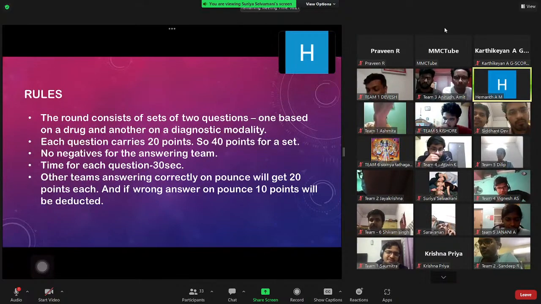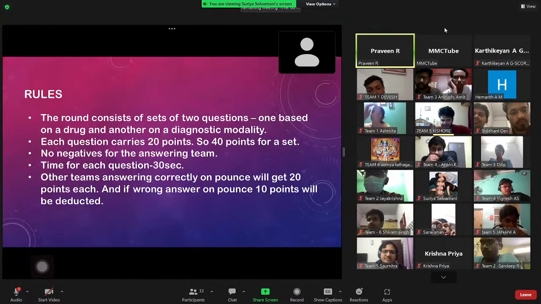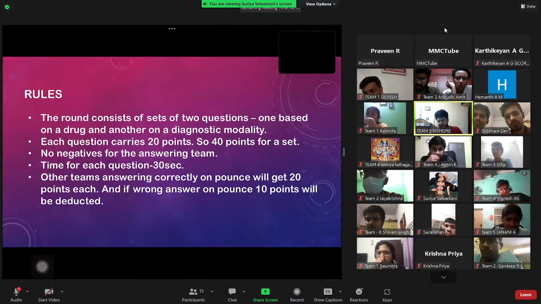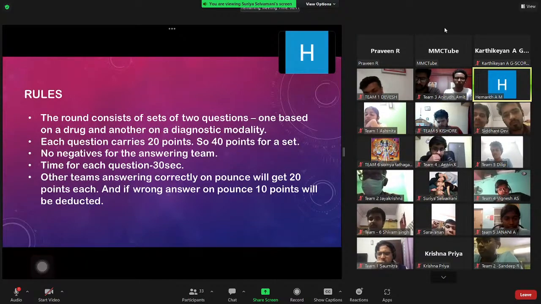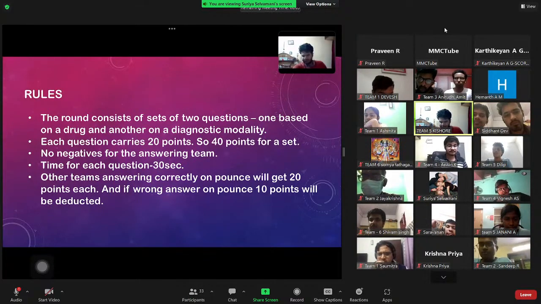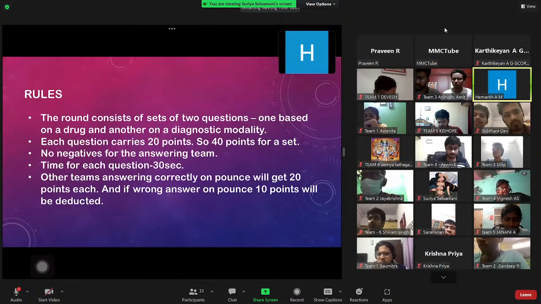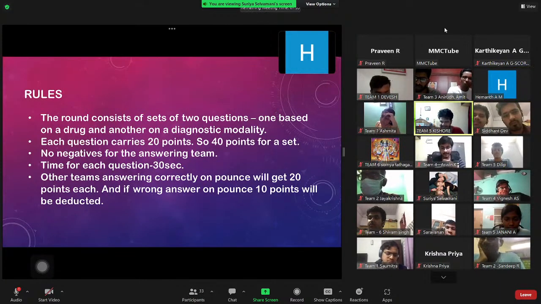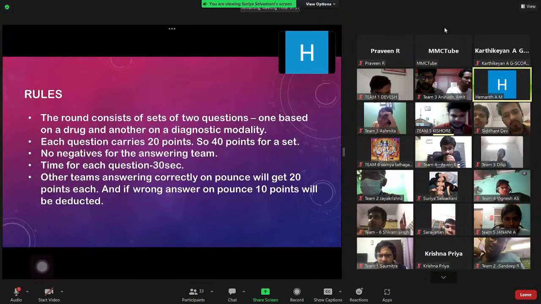Is it okay? Can we also pounce for individual questions? There are 2 questions in each set, right? So are we allowed to pounce for a partial question? Yeah, each question will have a pounce. We have plus 20, minus 10 for each part of the set, right? No. Each question will have 40 points, and the answering team will not have any negatives. Okay, so a set carries 80 points in total. Okay, fine. Thank you.